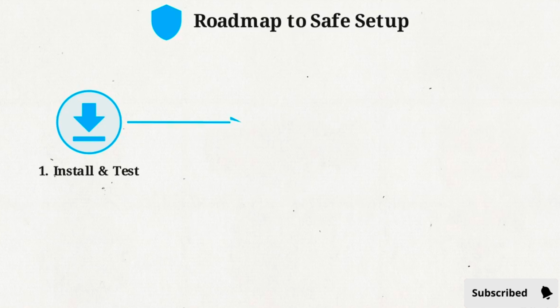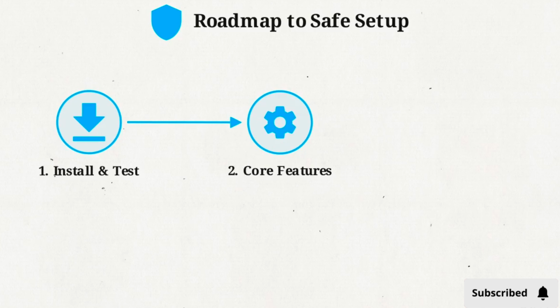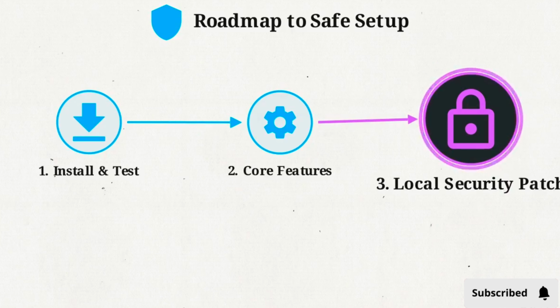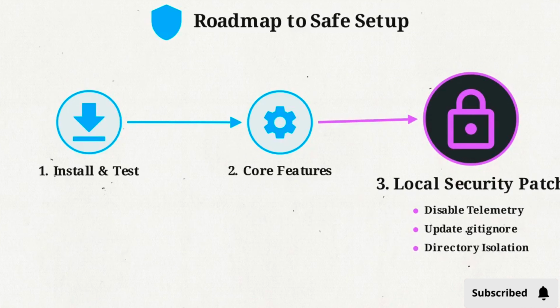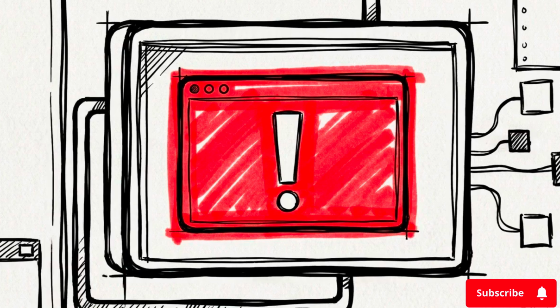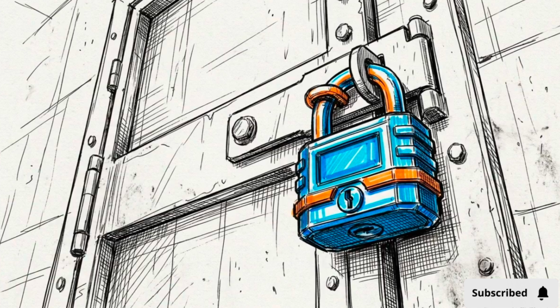Today, we will walk through installing the application, testing its core features, and most importantly, implementing the specific local configurations required to patch this vulnerability. Completing these security steps is mandatory. If you skip them, your proprietary codebase data is at risk of leaving your local machine. Let's get your workspace locked down.